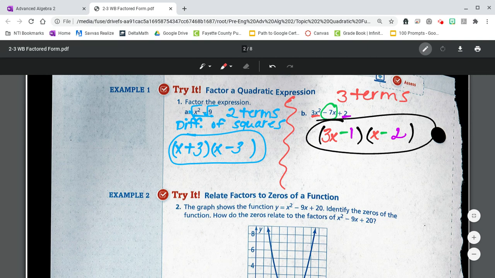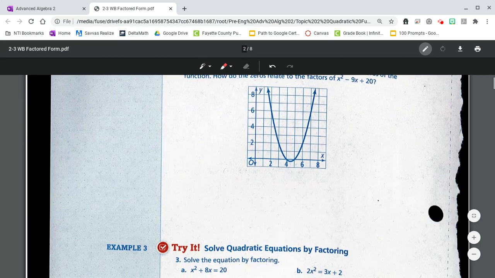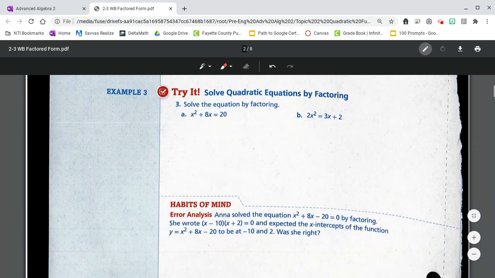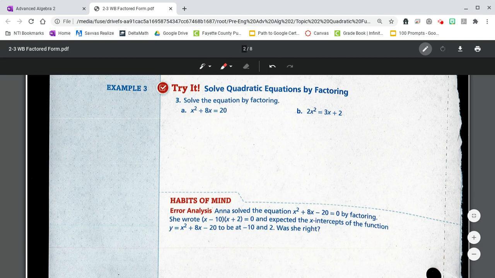So now we're going to come back to example 2 in a second, but let's look at example 3. Example 3 says solve quadratic equations by factoring. And you notice I have an equal sign here. It's not an expression anymore. I'm actually trying to figure out what x is. So here are some steps on how to solve by factoring.